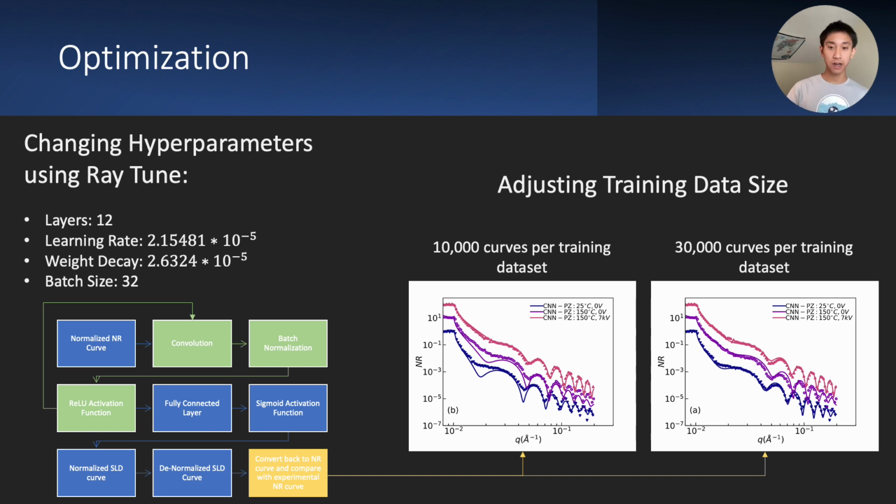On the right side, we can see the results from that. More specifically, the left picture is showing the results of a convolutional neural network trained on 10,000 curves, and on the right side, we have the results from a convolutional neural network trained on 30,000 curves. This is just using the method of converting the convolutional neural network's SLD curve back into neutron reflectivity and comparing it with the original neutron reflectivity curve.